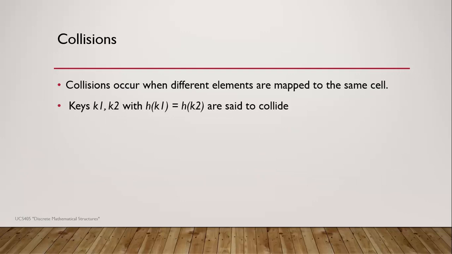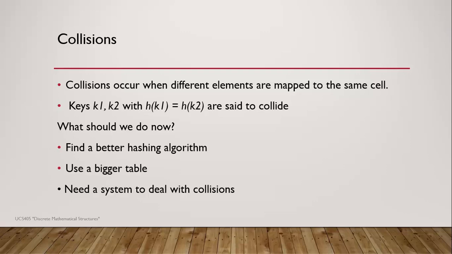So what is a collision? A collision occurs when different elements are mapped to the same cell in the hash table. That is, if there are two keys k1 and k2 and h(k1) is equal to h(k2), where h is the hash function applied on these keys, then k1 and k2 are said to collide. So what should we do now?